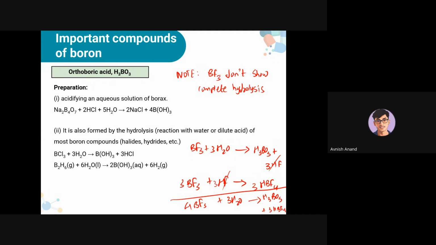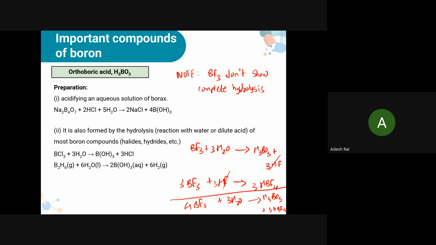But what about chlorine, bromine, and iodine? Will they undergo complete hydrolysis? The answer is yes. Chlorine, bromine, and iodine will undergo complete hydrolysis. Is that clear? Now the reaction of B2H6 is also given here. When B2H6 reacts with H2O, we also end up with boric acid formation, releasing hydrogen gas, H2. So please remember that as well.